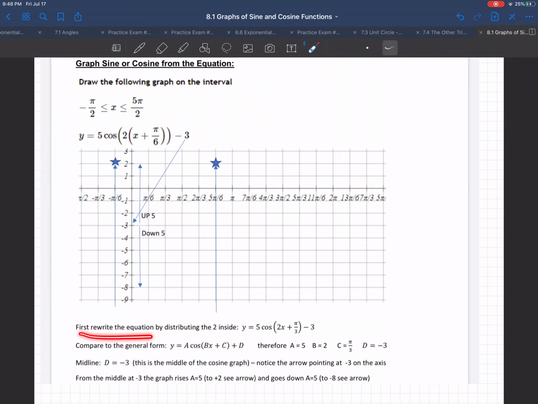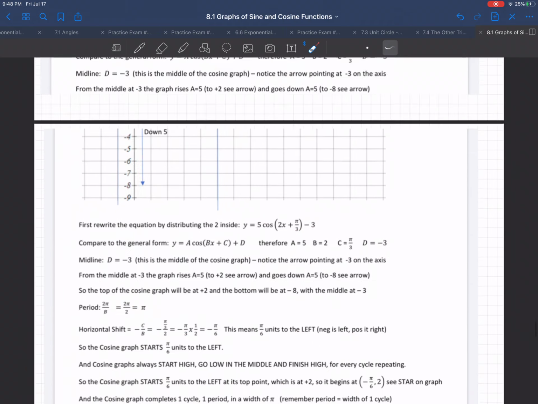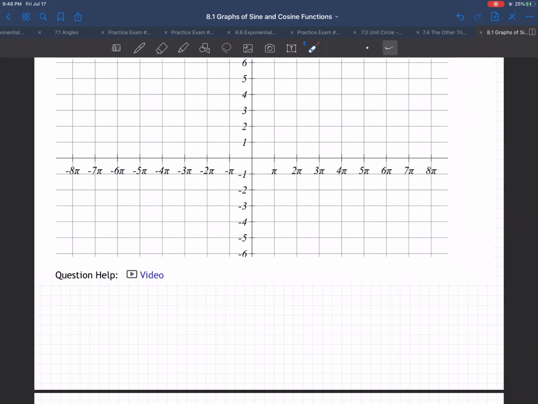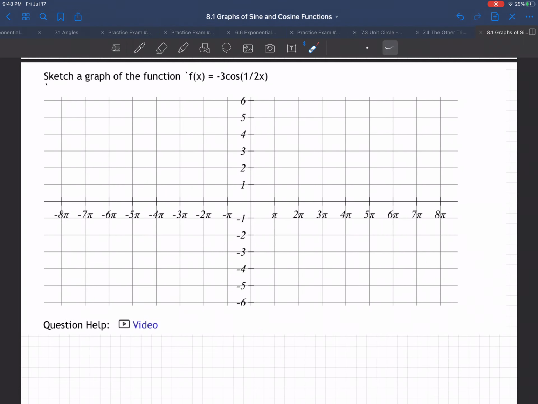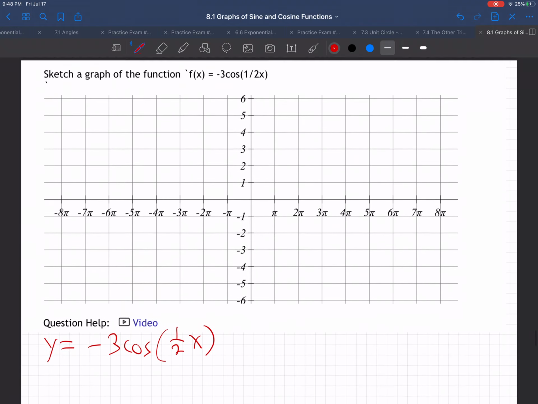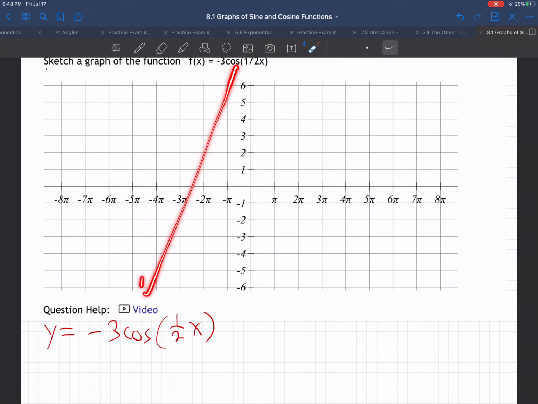rewrite in terms of multiply if you need on the inside. We don't have that problem. Compare to the general form, identify A, B, C, and D. So let's do that. Let's compare to the general form. So I'll bring it down here. Y equals -3 cosine a half x. And right, I just grabbed it from right here, like that.